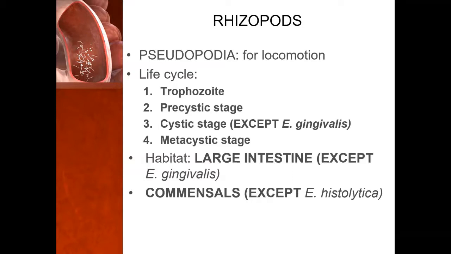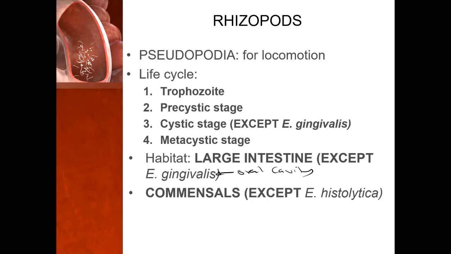And another thing, all of the amoeba have the large intestine as their habitat, except for Entamoeba gingivalis, because the habitat of Entamoeba gingivalis is the oral cavity. Next, all of your amoeba are commensals, except for Entamoeba histolytica.